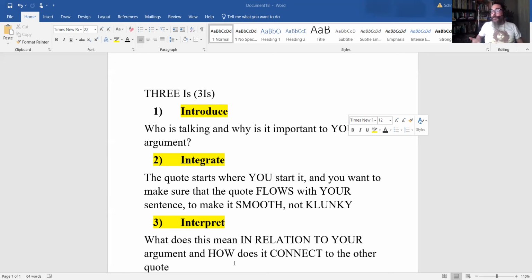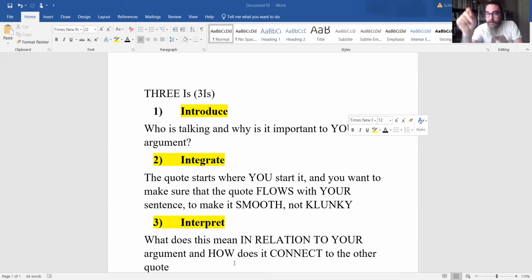Sometimes you might want to use those brackets to change the pronouns or the tense of a sentence. Instead of having it be in past tense because that's the way that David Foster Wallace wrote it, you might want to put it in present tense because your paper is in present tense. Sometimes you need to clarify who's talking, so you might want to put he or I, but that's not part of the quote, so you put that in a bracket.